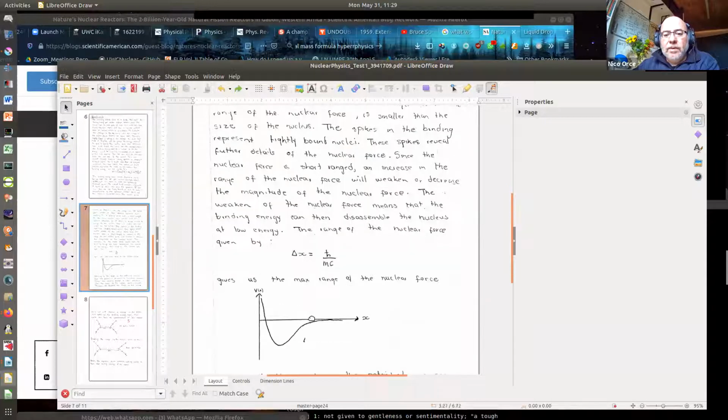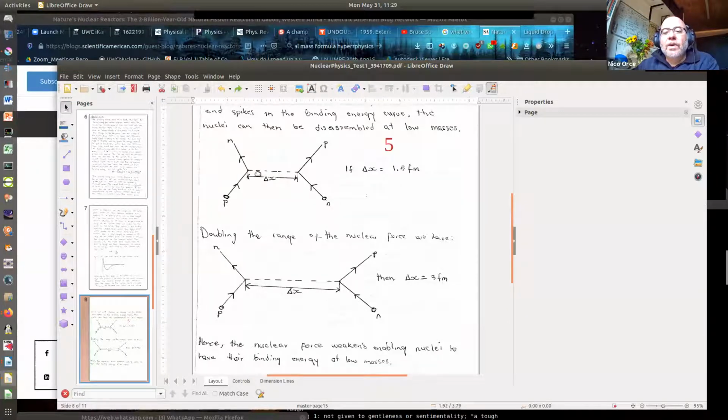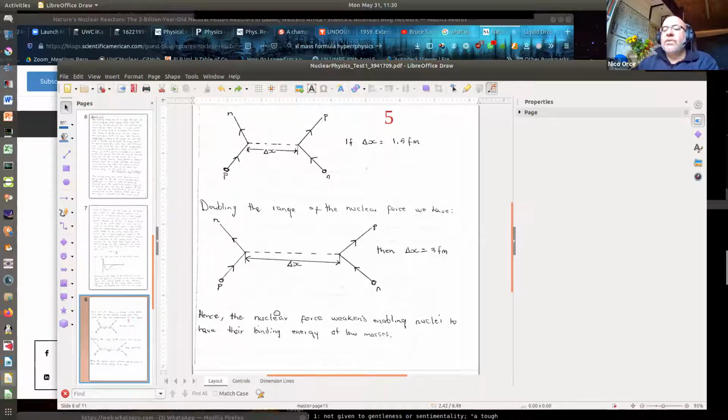Here there was some information. There are some good points here. If the range increases, it will go from 1.5 to 3 Fermi, so hence the nuclear force weakens. This is a common mistake.